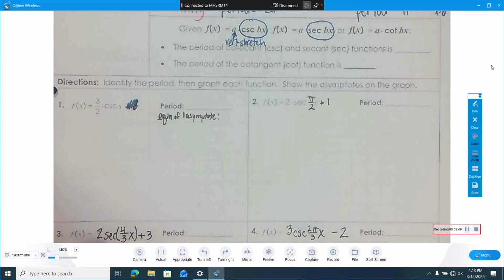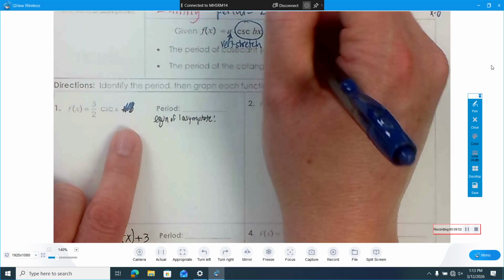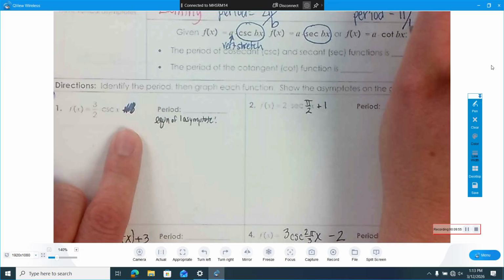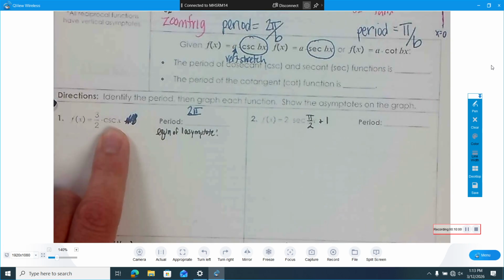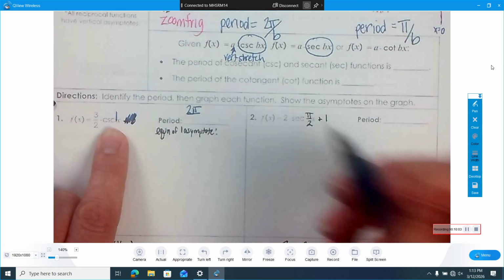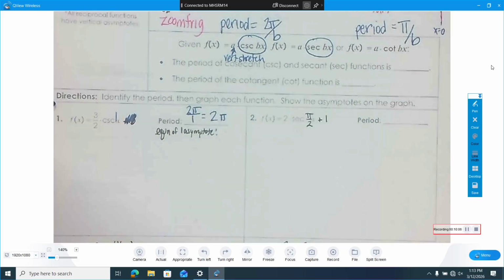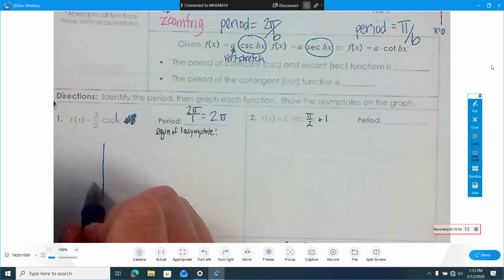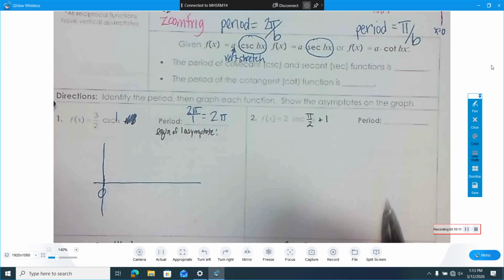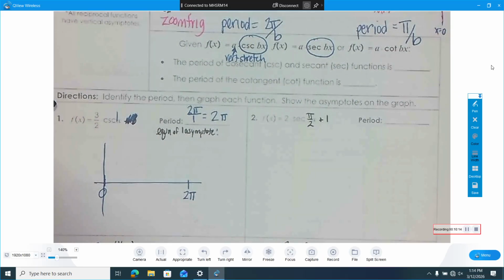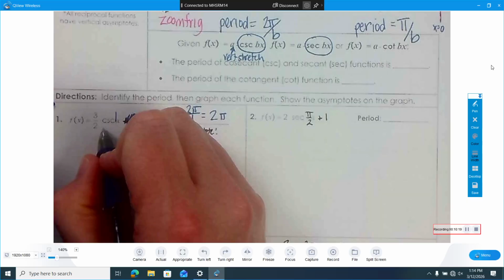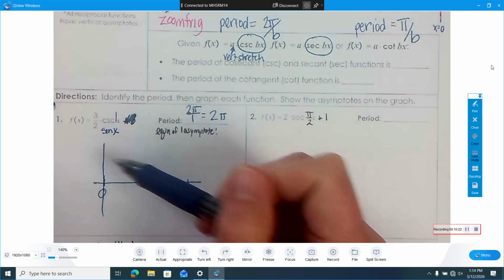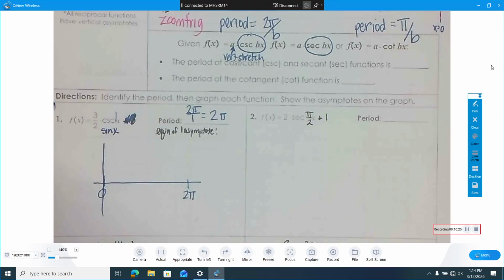So we can figure out our normal period by doing 2 pi over b. What's our b value here? Yeah, there's a little invisible 1 right there. So 2 pi over 1 is just 2 pi. So this curve is going to start at 0 and end at 2 pi. And what I'm going to do is just graph my reciprocal function. I'm going to graph my sine function and then flip it out. Does that kind of make sense to you?